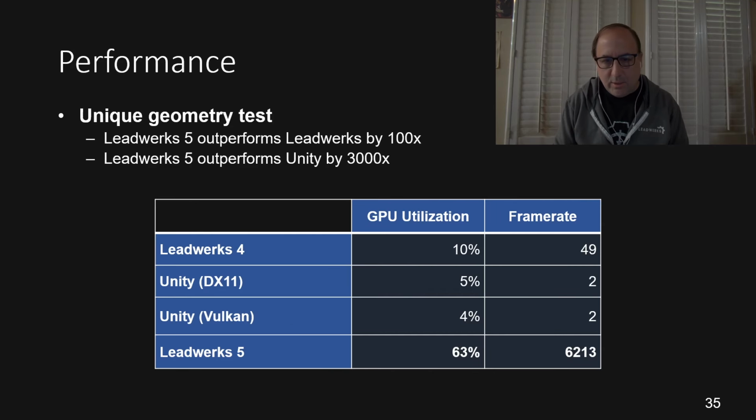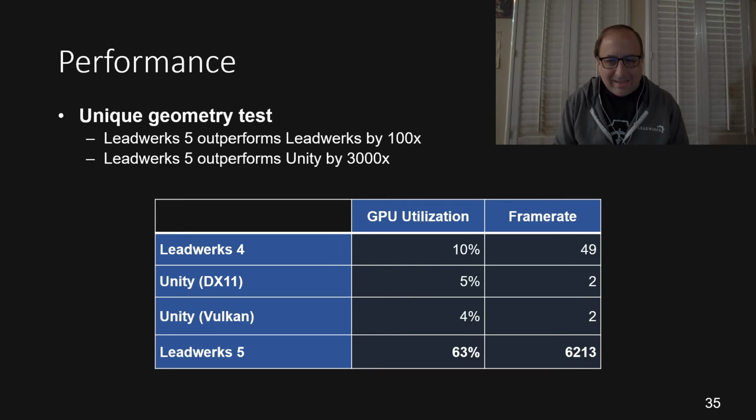In Unity, the GPU utilization with both DX11 and Vulkan is about the same, about 5%. Frame rate is 2 frames per second. Not great. Leadwerks 5, we get rid of that bottleneck. GPU utilization is 63%, and the frame rate is over 6,000.